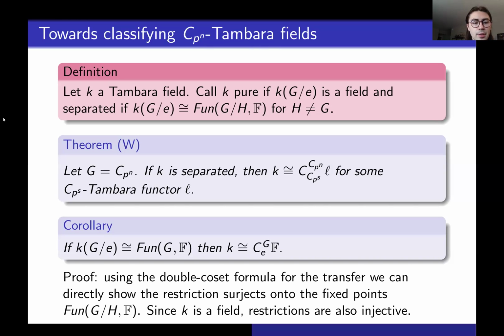So I didn't write this in the theorem, but in fact, you're co-induced from a pure thing. So this actually reduces our classification to just pure CP to the n Tambara fields. Also note that this corollary does not require CP to the n. This works for any group. And I will actually use it when I'm talking about this other project in the last like 5 minutes.